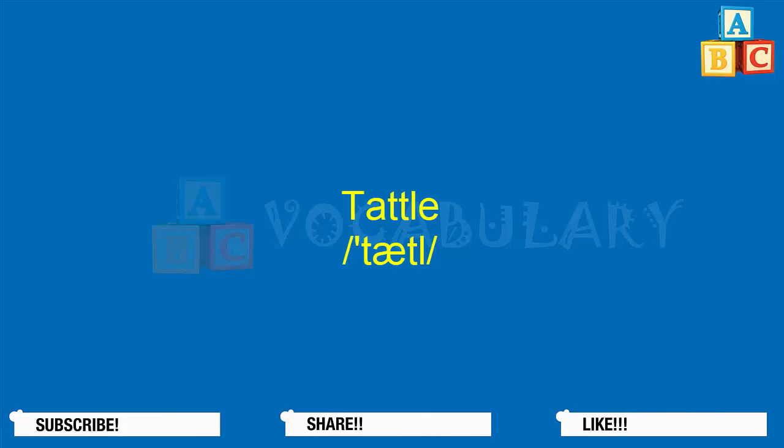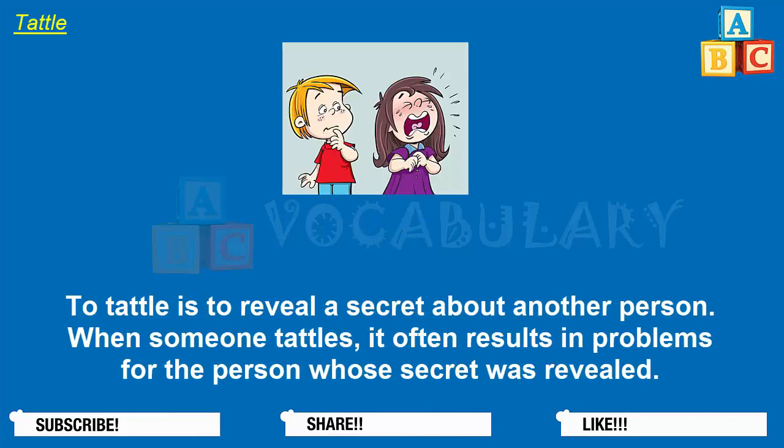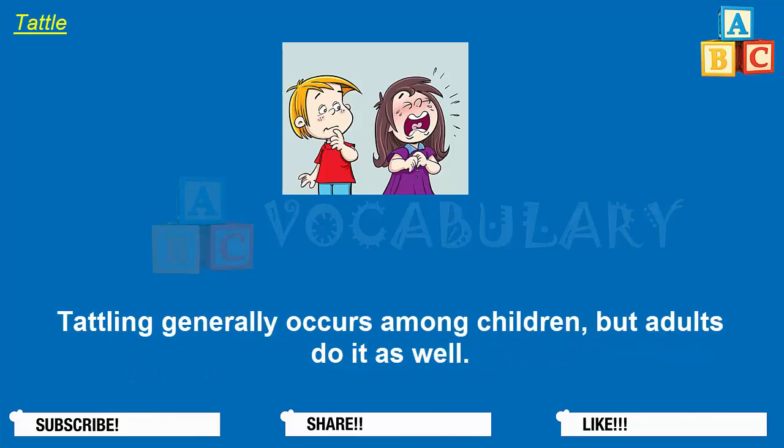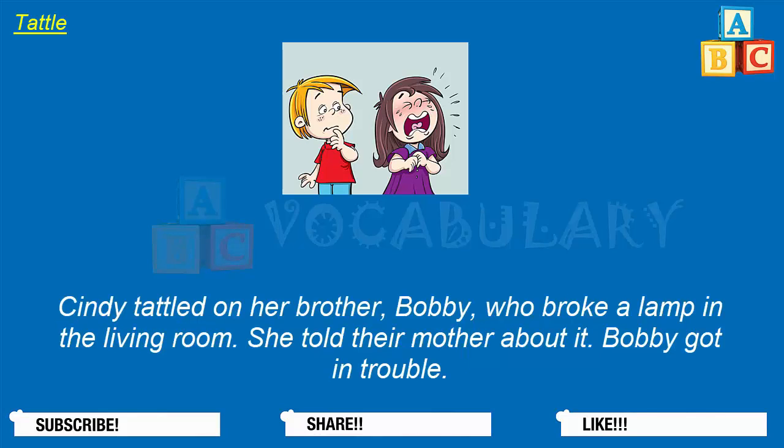Tattle. To tattle is to reveal a secret about another person. When someone tattles, it often results in problems for the person whose secret was revealed. Tattling generally occurs among children, but adults do it as well. Cindy tattled on her brother Bobby, who broke a lamp in the living room. She told their mother about it. Bobby got in trouble.